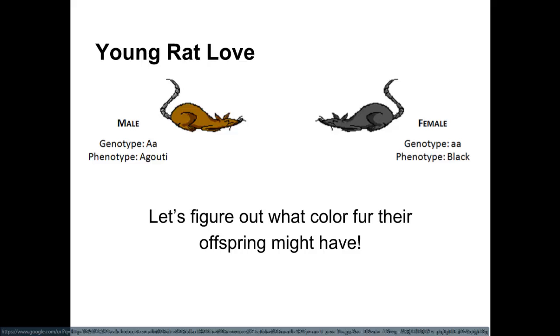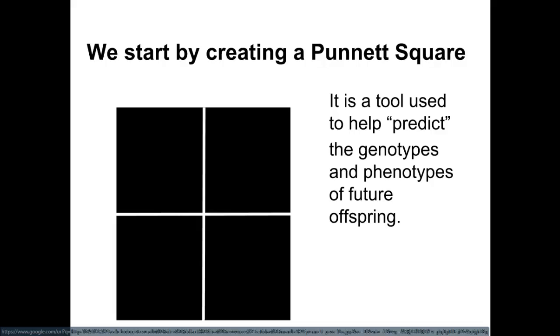So this is what we do. We all start with a Punnett square. This is a tool that's going to help us predict what the genotypes and phenotypes are of our offspring. If you notice, it's really just a basic square that's divided into 4 quadrants.